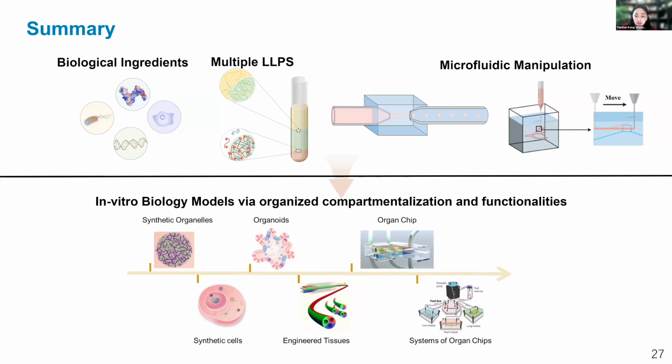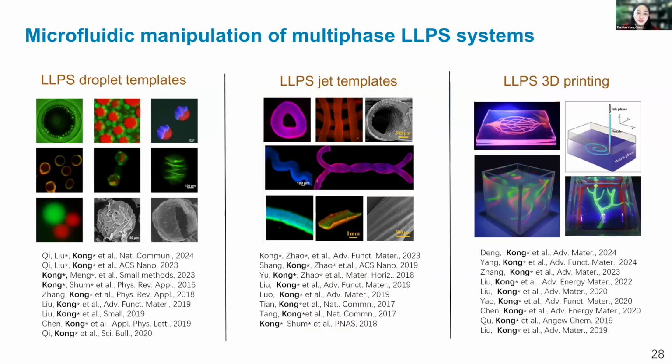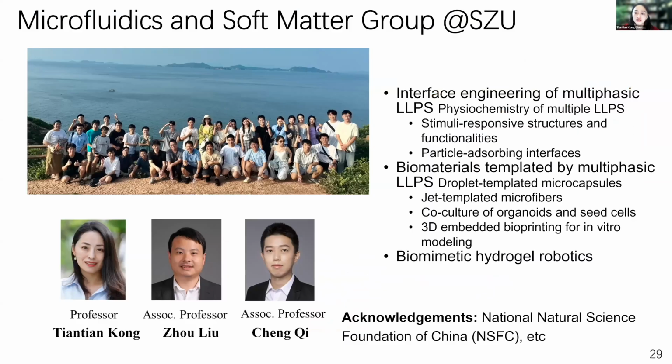These are some of the papers we published. We are a small group at Shenzhen University, which is very close to Hong Kong. We have 3 PIs in the group, and most of our students are master's students. We also work on other research topics such as biomimetic hydrogel robotics. And thank you for your attention.